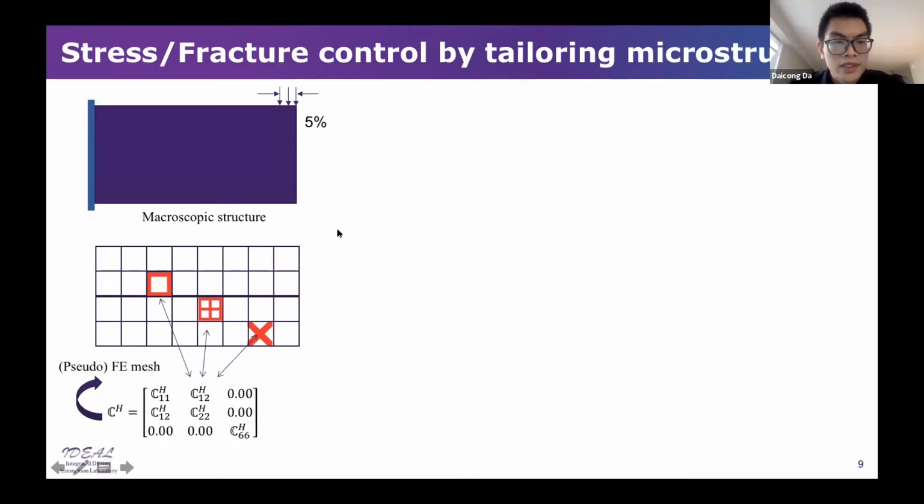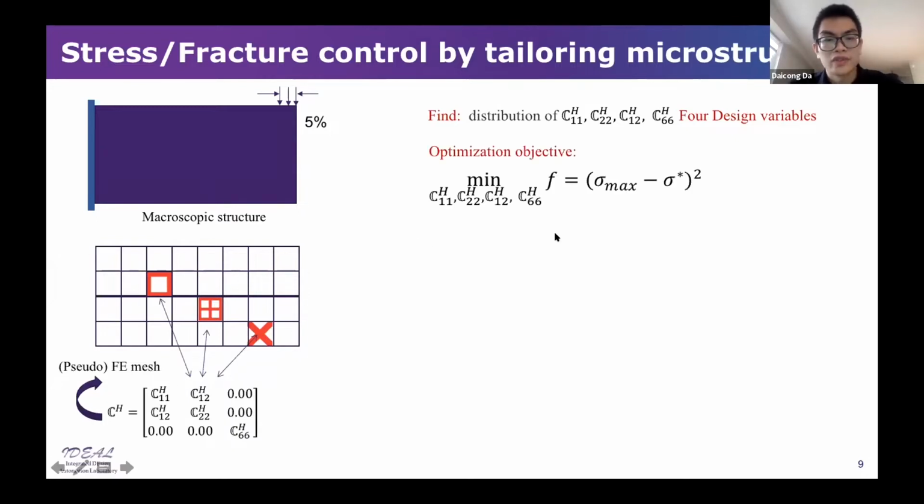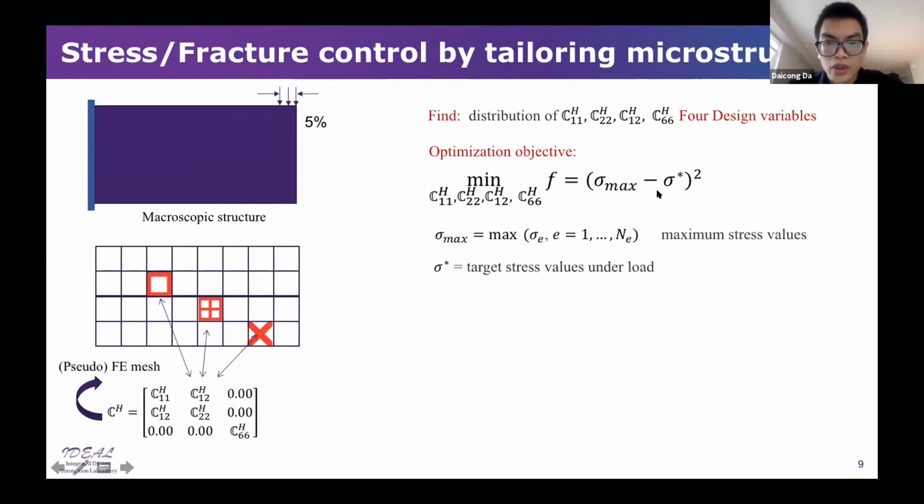By doing this, we built the optimization problem such that we want to find the distribution of the stiffness tensor in each finite element, so as to achieve some performance. Here we want the maximal stress value of the global structure, which is also the homogenized stress, to be very close to the threshold or the target stress value we want.